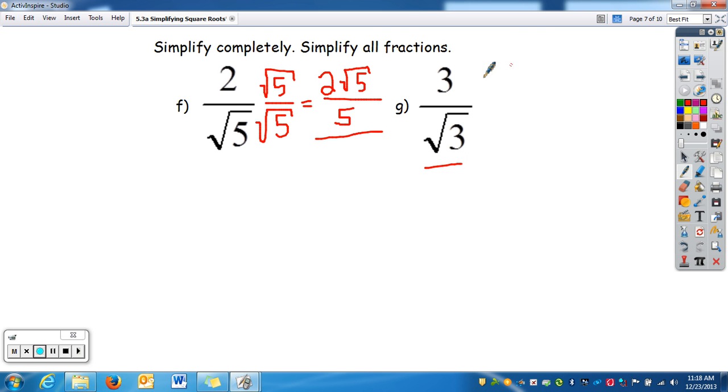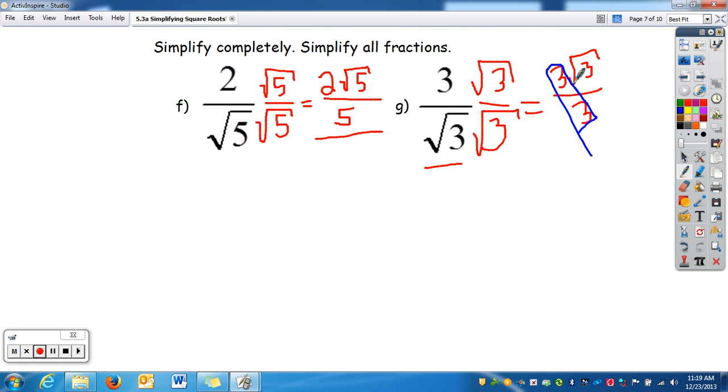Here I have root 3 in the bottom, so I'm going to multiply it to the top and into the bottom. And then 3 square root of 3, over root 3 times root 3 is 3. Now take a look on the outside. I have a fraction 3 divided by 3. Well, if I simplify this fraction, they both simplify down to 1, which 1 times root 3 is root 3 divided by 1 is still root 3. That is my final answer.